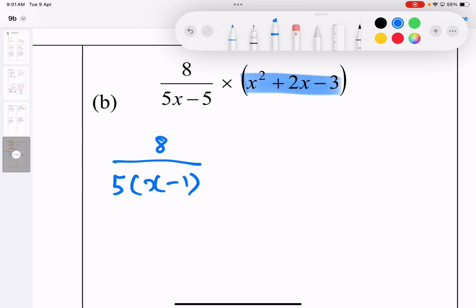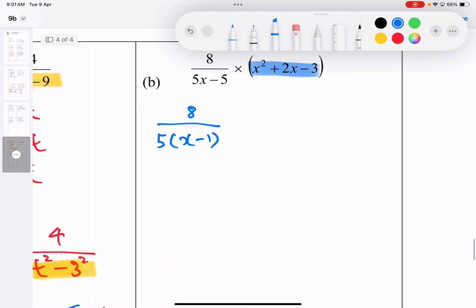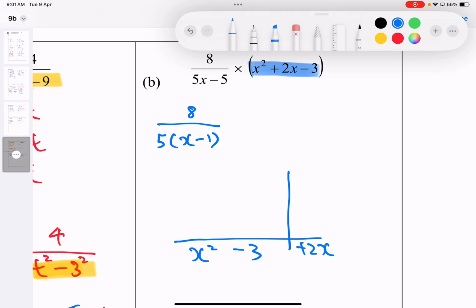How do I factorize this next? X squared plus 2x minus 3. How do I factorize that? Yes, you can use your ladder method. So you have your x squared, minus 3 in the middle, plus 2x. X and x over here, 3, there's only one way, 3 times 1. Follow the arrows, 3x. Follow the arrows, x. Ask yourself the question, how do you get positive 2x?